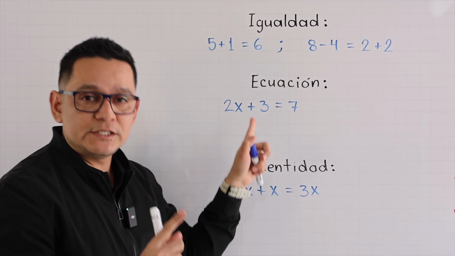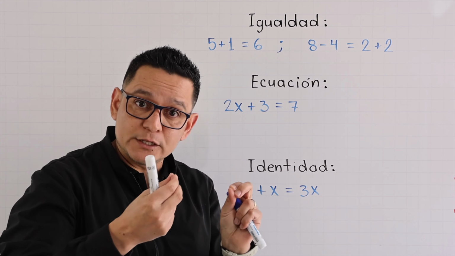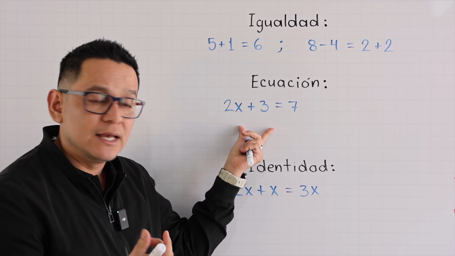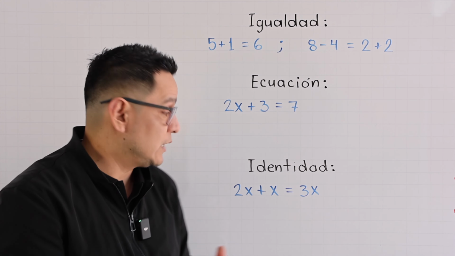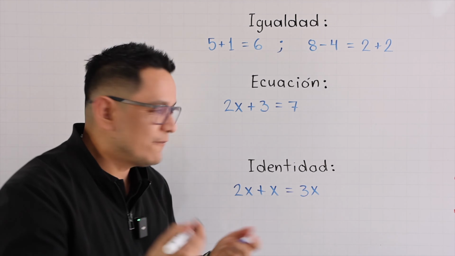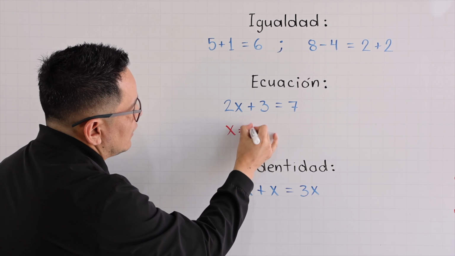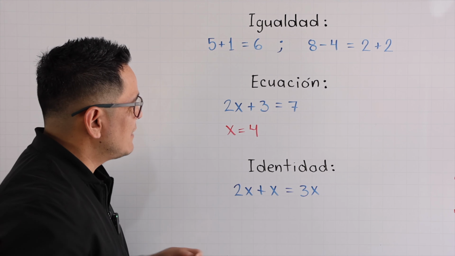Look, in the equation, we will see that it will only be true for a certain value or certain values of the letter. That is, in this case, the unknown. Whereas the identity will hold true regardless of what value we assign to the letter. What do I mean by that? Look, if I say, for example, that x is equal to 4, I want you to see that this will not hold true. Why won't it hold true?